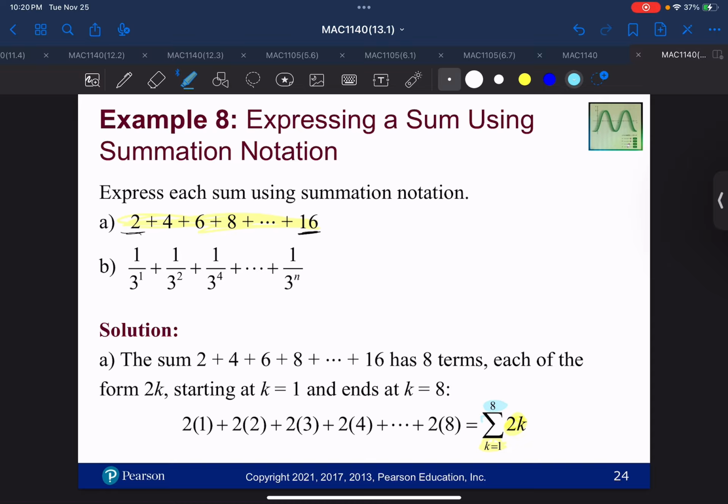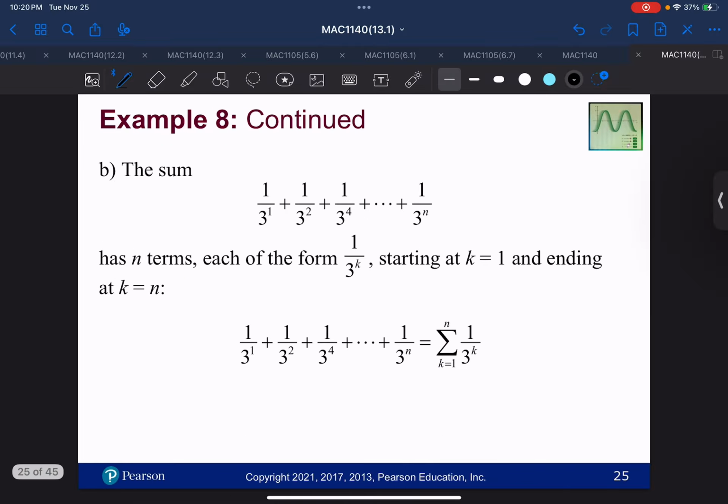The next one obviously will be the sum of 1 over 3 to the power of k. That's pretty evident. Where k would equal 1, starting point at 1, and it's going to go up until n, because this is going all the way to n. So this was a finite sum, but this one is an infinite sum. Goes on forever. And so here is that answer there.